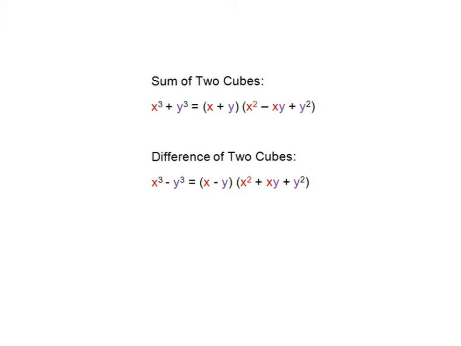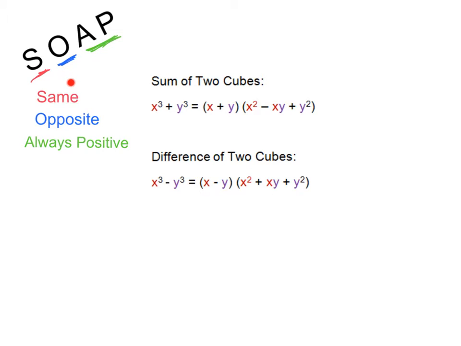Something people often use to remember what signs go where is SOAP: same, opposite, always positive. We can see in the sum of cubes we have the same sign first, positive, positive, then the opposite sign, positive first, then negative, and lastly we are positive. Same sign, opposite sign, then always positive. Likewise in the difference, we've got the same sign, negative, negative, the opposite sign, negative to positive, and then lastly positive, that's always going to be positive.